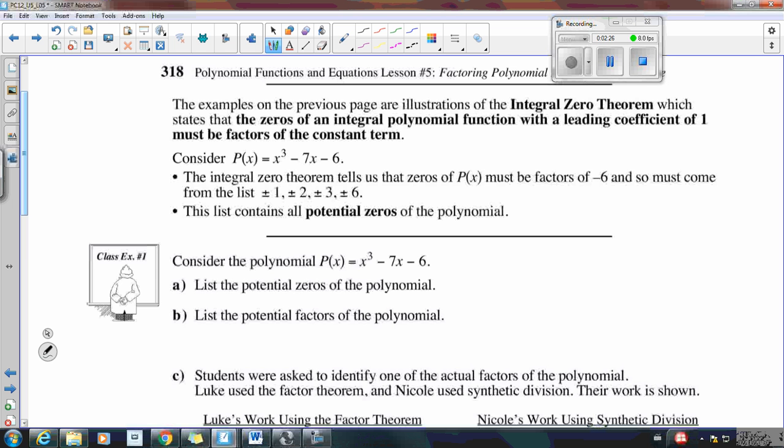Illustrations of the integral zero theorem. You don't really need to know that term, but it states that the zeros of an integral polynomial function with a leading coefficient of 1 must be factors of the constant term. So consider p of x equals x cubed minus 7x minus 6. The integral zero theorem tells us that zeros of p of x must be factors of negative 6, and so must come from the list plus or minus 1, plus or minus 2, plus or minus 3, plus or minus 6. Those are all the potential zeros.